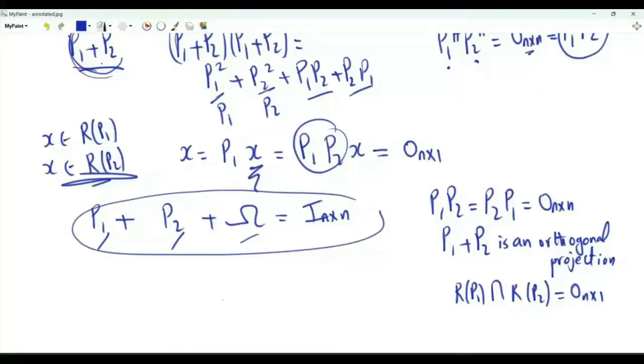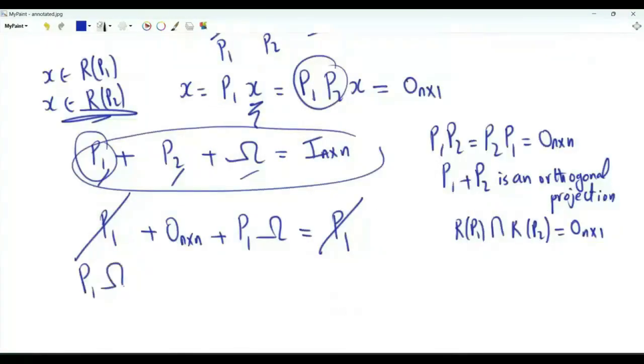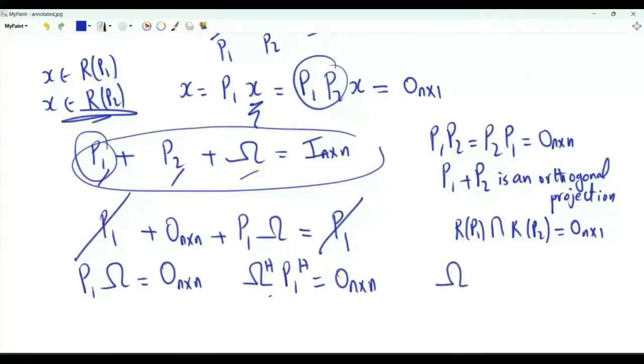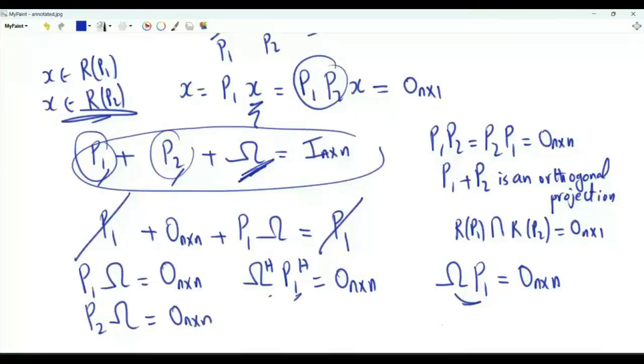Let's go back to this expression. Multiply both sides from the left by the orthogonal projection matrix P1. We get P1 squared, which is P1. P1 times P2, that's the 0 matrix. We also get P1 times omega, and this is equal to P1. P1 omega is the 0 matrix. Take the Hermitian of both sides. Omega Hermitian is omega. Omega is a Hermitian matrix. P1 Hermitian is P1. This product is also the 0 matrix. We can repeat the same step, but we multiply from the left with P2. We also conclude that P2 omega is the 0 matrix, and omega P2 is the 0 matrix.